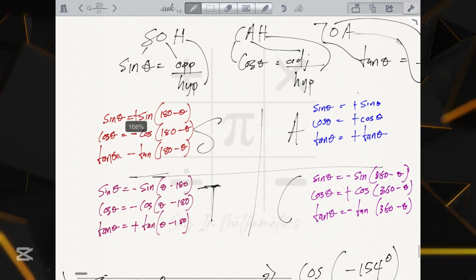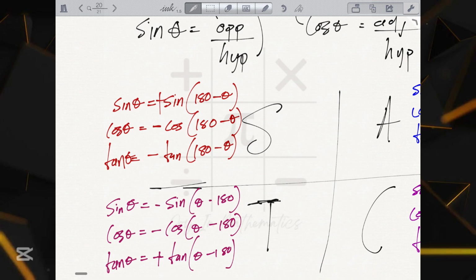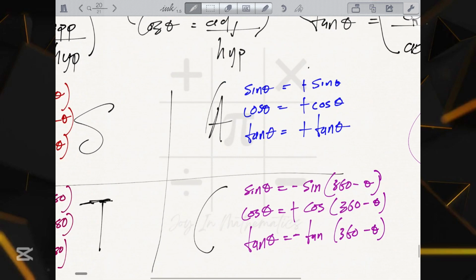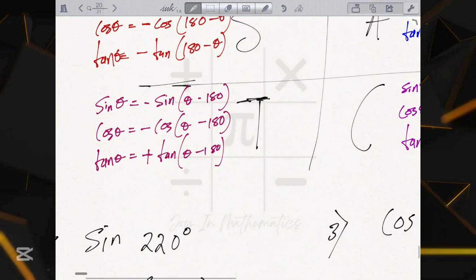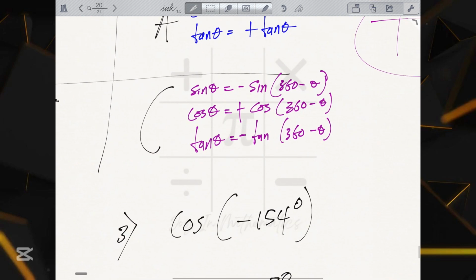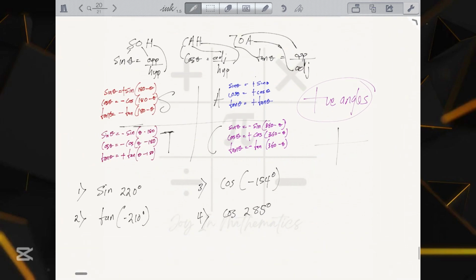And in the first quadrant, all is positive. In the second quadrant, only sine is positive. In the third quadrant, only tan is positive. And in the fourth quadrant, only cos is positive. So we have: all students take coffee.